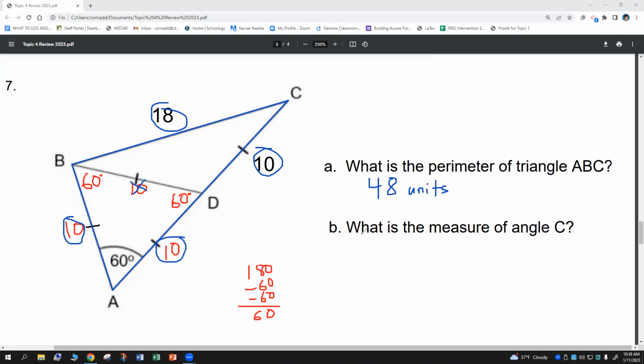So that's perimeter. B says, what's the measure of angle C? That's this one over here. So we know these were 60, 60, 60. We have a linear pair here. So 180 minus 60 gives me 120.